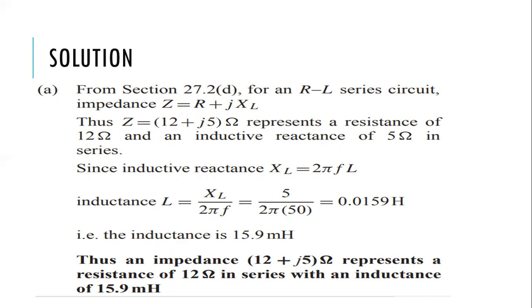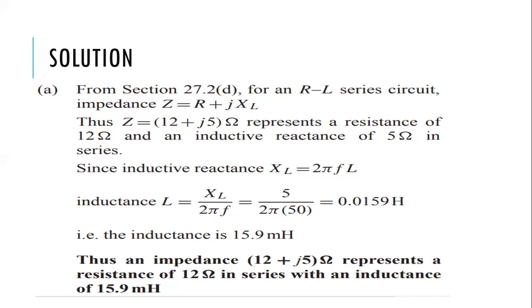And we know that our reactance XL is 2 pi FL. So inductance L, when you make it the subject of the formula, is XL over 2 pi F. We have established that XL is 5, and we are assuming that the frequency F is 50. So you put them in the equation: 5 over 2 pi times 50. When you divide that, you have 0.0159 henry, or simply put, 15.9 millihenry.